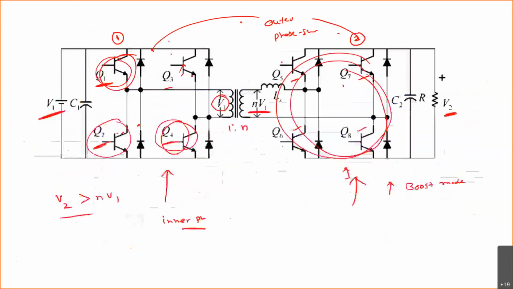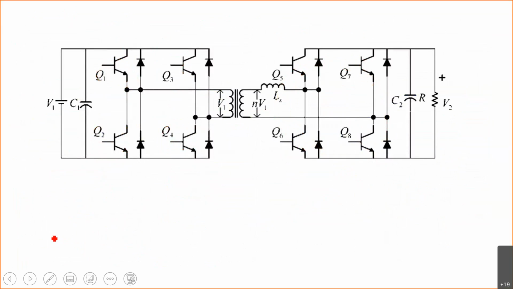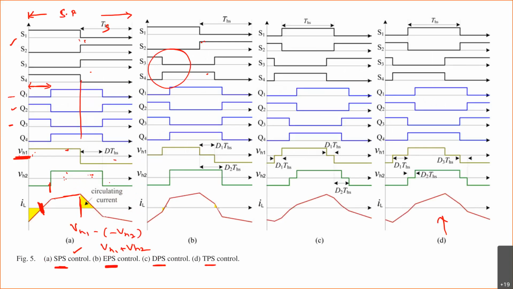The next waveforms correspond to this diagram. We already assumed that V2 is greater than N V1. Okay. So why did we assume this?